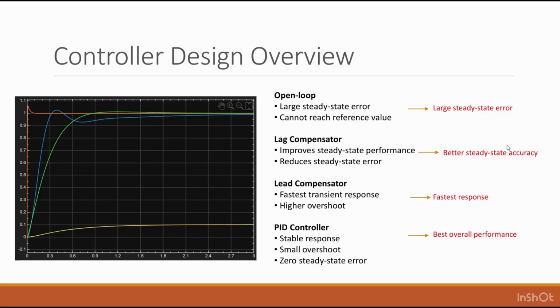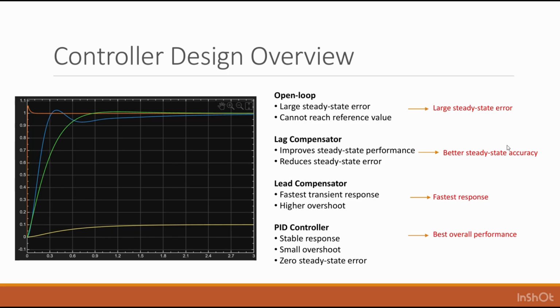Now let me explain the step response effect on our different controllers. This graph compares the step responses of the open loop system and the control systems using lag, lead and PID controllers. The yellow curve represents the open loop system. We can see that the output cannot reach the reference value and settles at a much lower value, resulting in a large steady-state error. After applying feedback controllers, the system performance improves significantly.